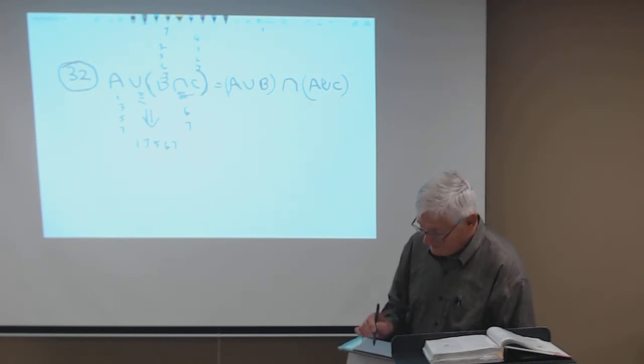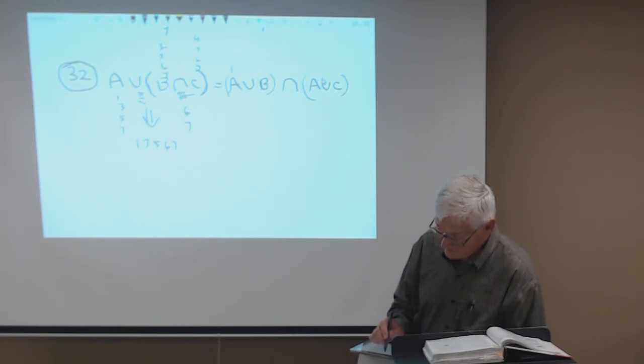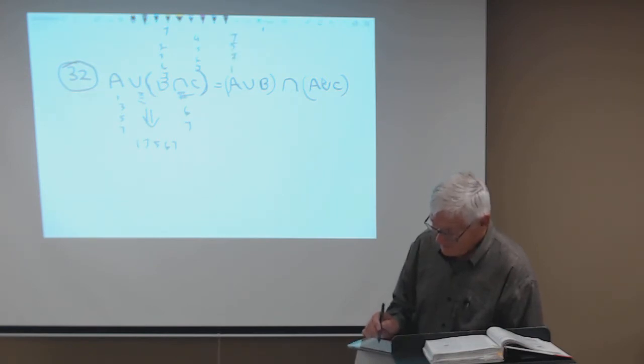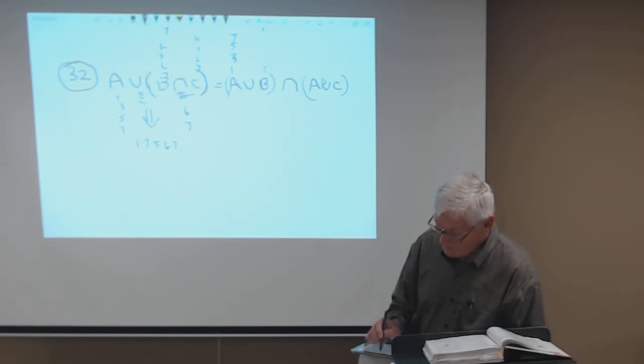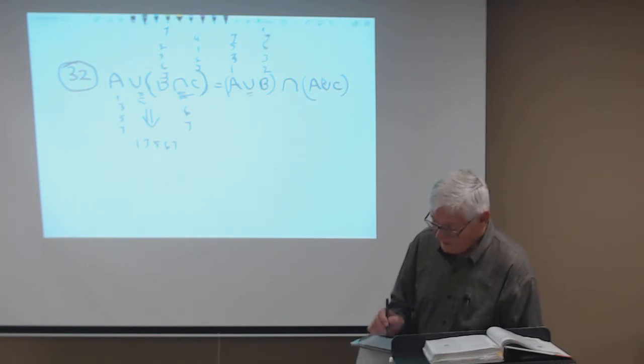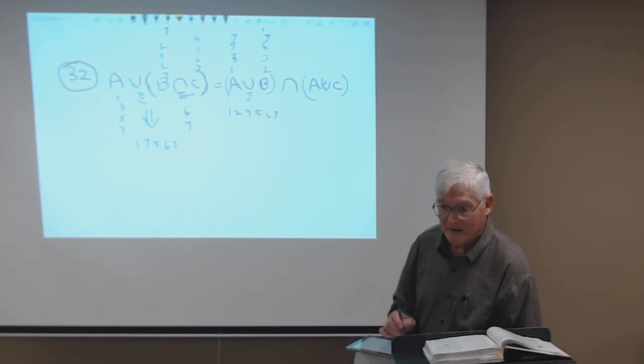Now let's go to the other side. Now, what's in A? 1, 3, 5, 7. What's in B? 2, 3, 6, 7. What's the union of A and B? 1, 2, 3, 5, 6, 7. Everybody agree? 1, 2, 3, 5, 6, 7?